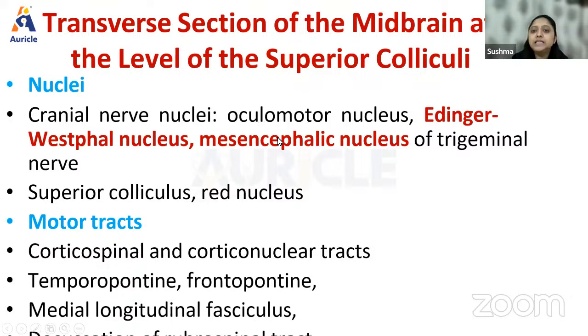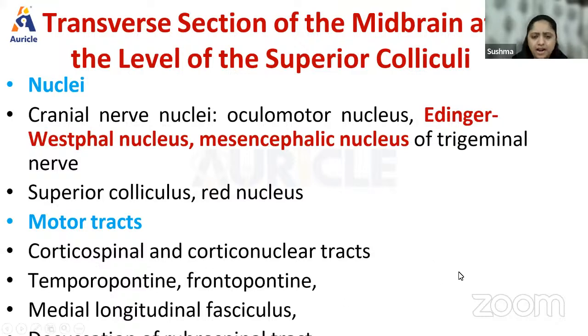Then I also have the mesencephalic nucleus of the trigeminal nerve. Guys, trigeminal nerve is a very big nerve and trigeminal nucleus is also a very big nucleus. Trigeminal is a mixed nerve, meaning it has both sensory as well as motor components. The sensory component is what is called the mesencephalic nucleus, which is present in the midbrain at the level of the superior colliculus. Now, at the level of superior colliculi, you obviously have superior colliculus and a very important structure called the red nucleus. Okay, red nucleus.